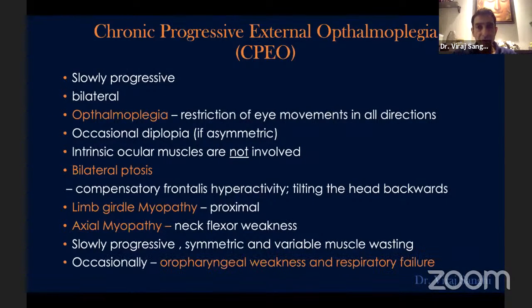Later on in the course of the disease, you may also get oropharyngeal weakness, so severe dysphagia developing, as well as respiratory failure. So CPEO doesn't necessarily just involve the ophthalmic muscles. It may also involve the oropharyngeal muscles, and that's an important thing to keep in mind, because dysarthria and dysphagia can be severe complications leading to even aspiration, as well as intrinsic weakness of the respiratory muscles as well.